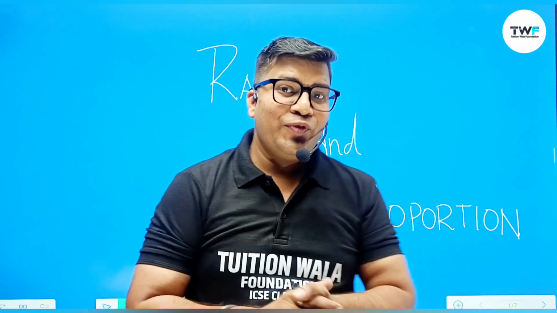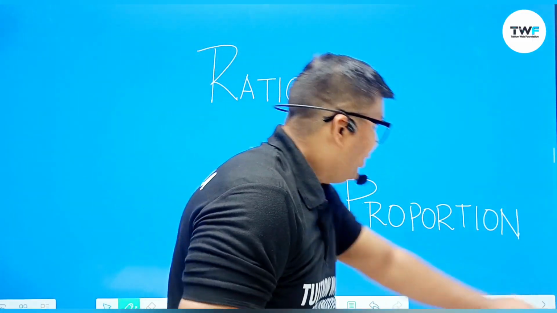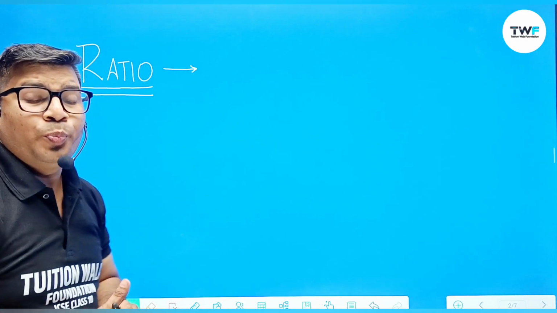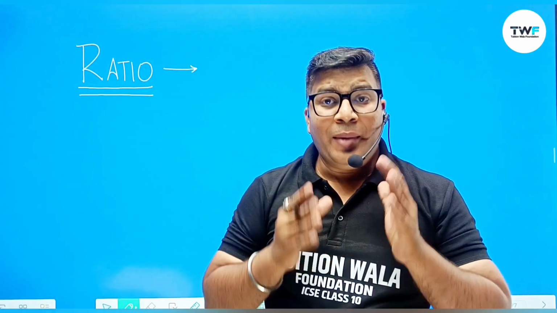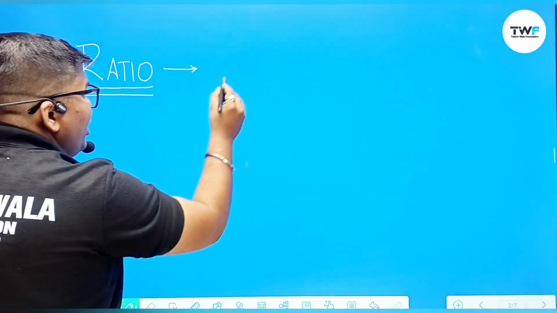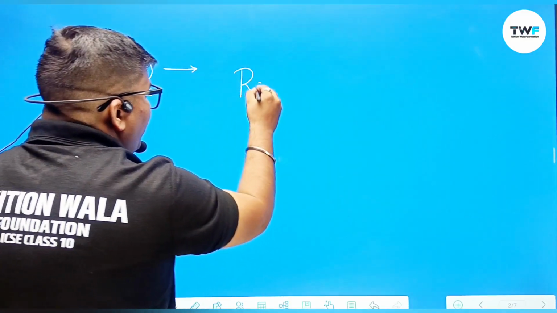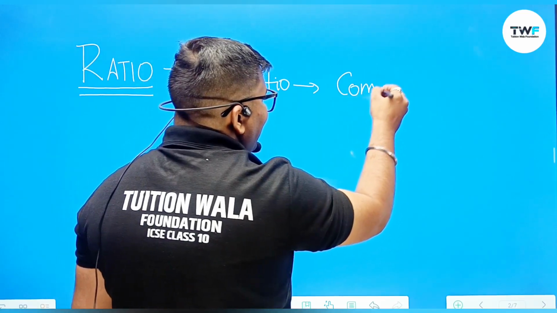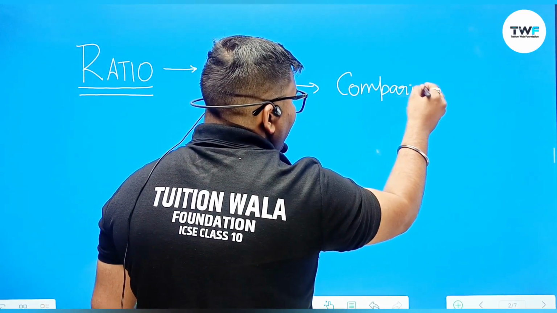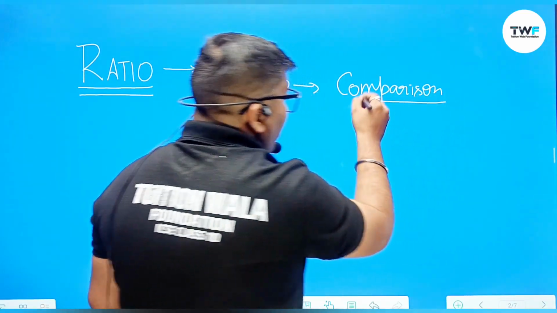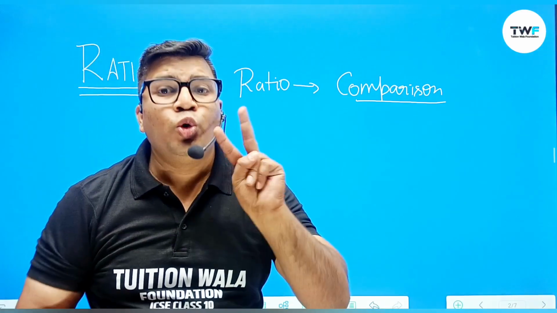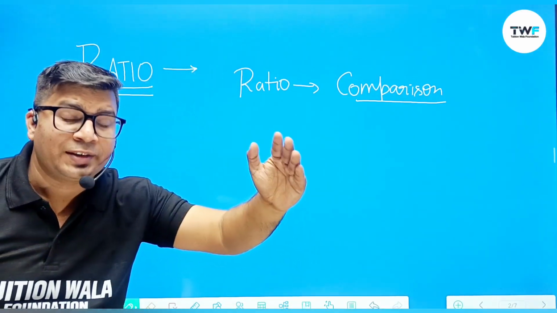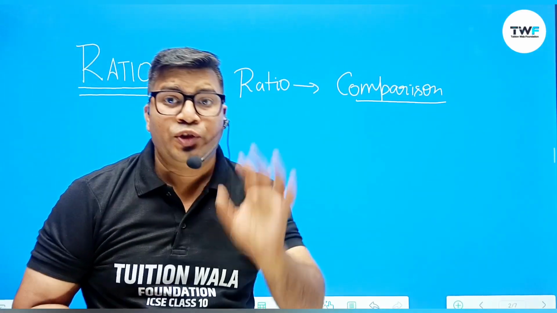Let's start. So today we are starting with the first term, which is ratio. The question that comes to our mind is, what is ratio? Basically, ratio is used for comparison. When you want to compare two things or more than two things, then you should use the term ratio.